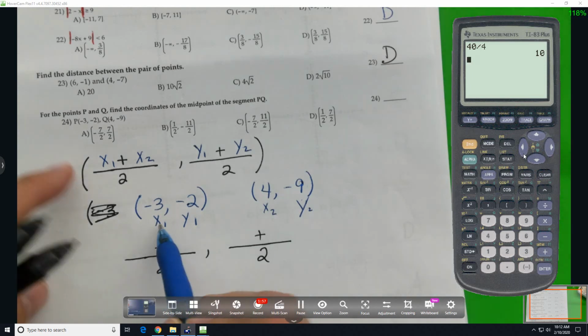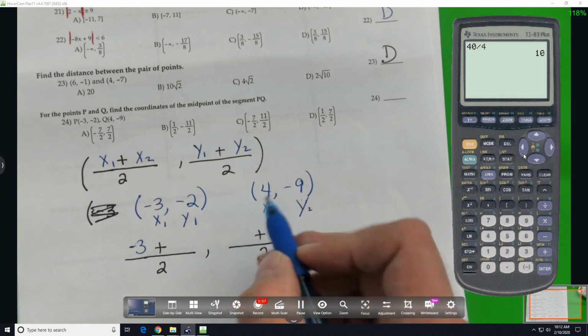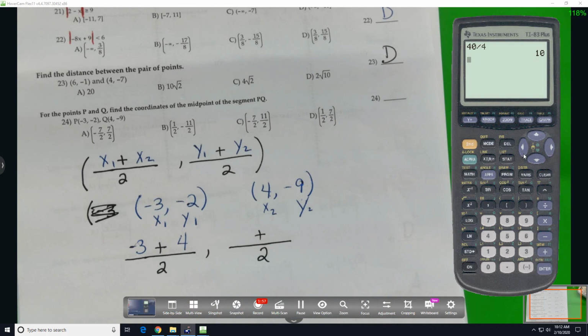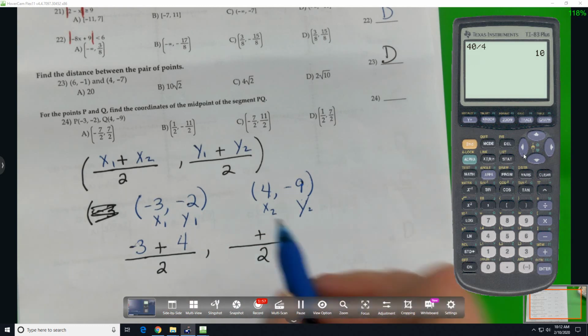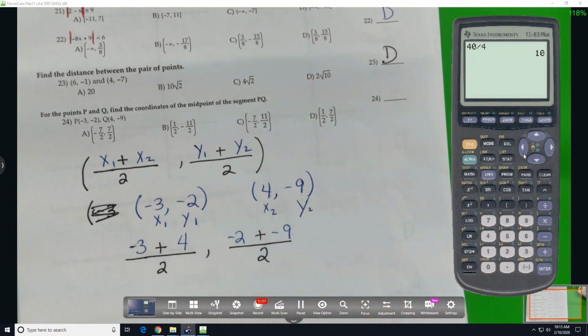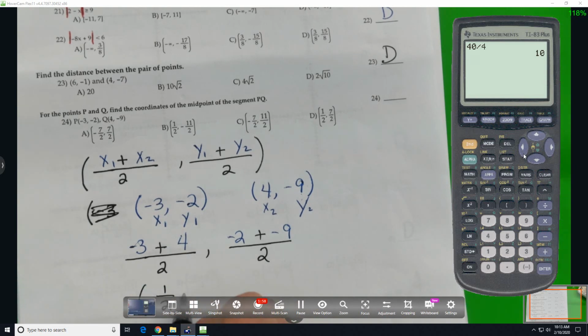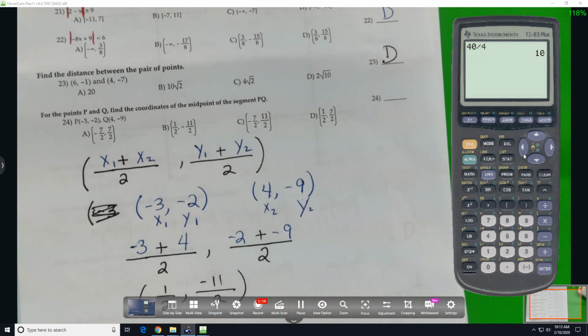Okay, so you're going first x plus second x. You're adding the two x's and dividing by 2. Add the two y's and divide by 2. So let's see, what are we getting? A 1 over 2 and a negative 11 over 2. Any questions there? Do you see what I did there?